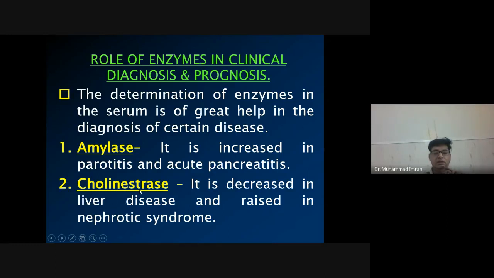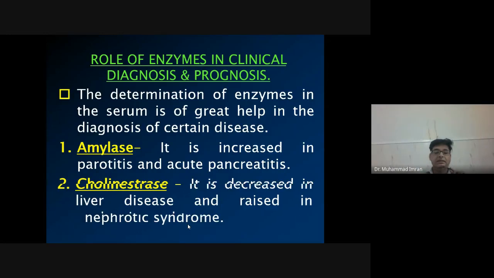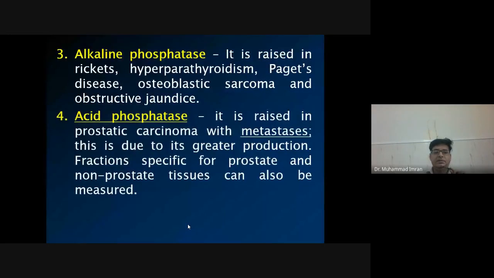Then choline esterase decreases in liver disease and is raised in nephrotic syndrome. If we have liver disease, the level of choline esterase decreases, and if we have a kidney disease, the level of choline esterase increases. Then alkaline phosphatase is raised in any bony diseases. It is raised in rickets, hyperparathyroidism, Paget disease, osteoblastic sarcoma, bone cancer, and obstructive jaundice.